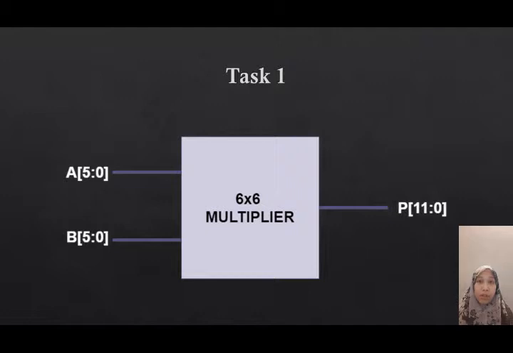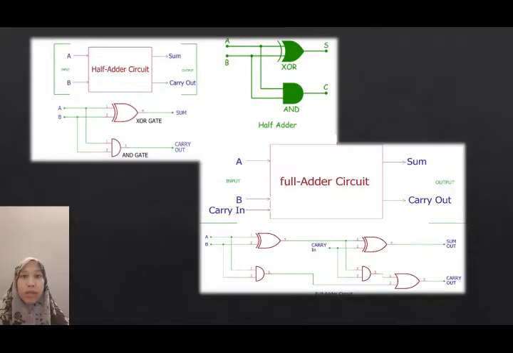Okay, for task 1, this is a block diagram. We use 2 inputs and 1 output. We declare A and B for input and P for output. We use 6 bits for A, 6 bits for B, and the output has 12 bits.